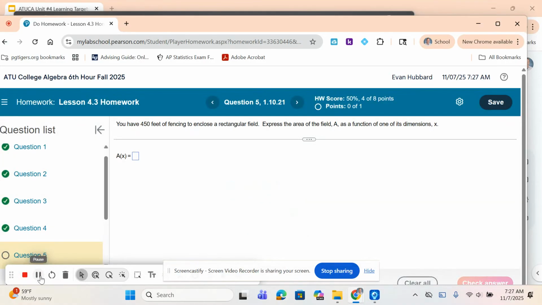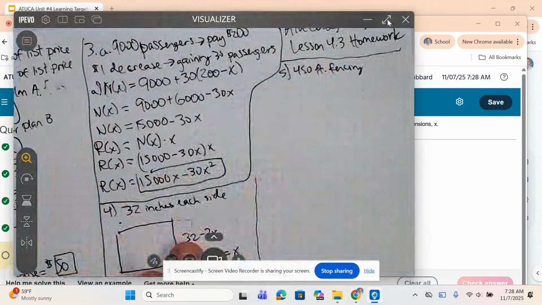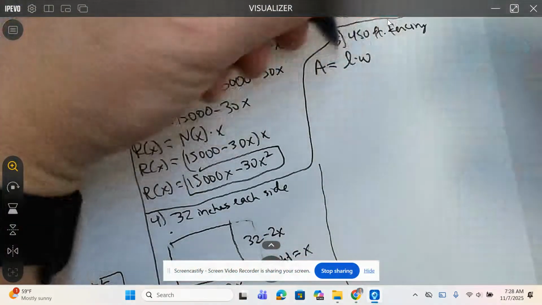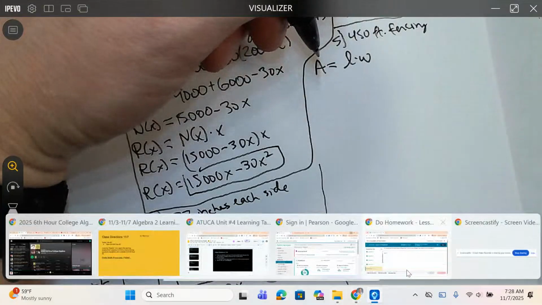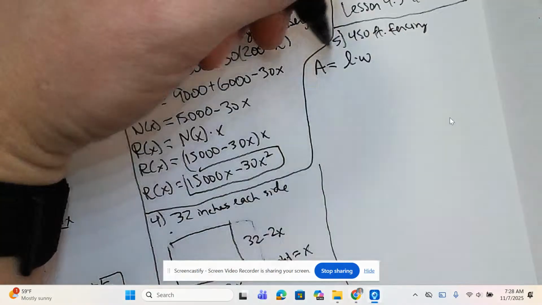All right, let's go to question 5. You have 450 feet of fencing, and you have a rectangular field. To enclose the rectangular field, express the area as a function of one of its dimensions. So area is length times width. Now, are they going to use this in terms of X? I need to know the letters they're using here. Oh, one of the dimensions X. Okay.